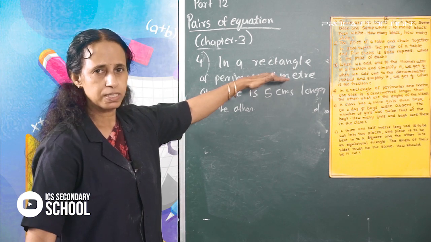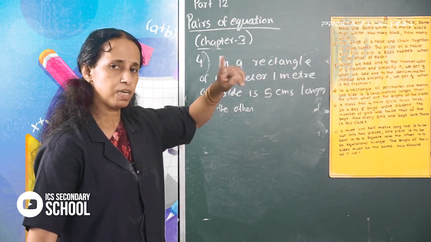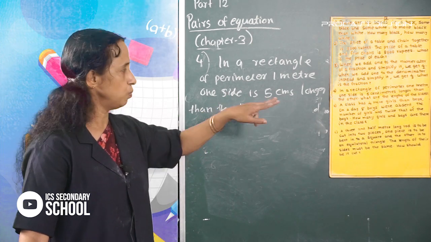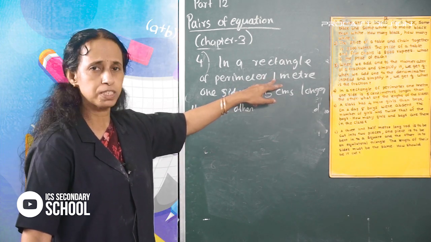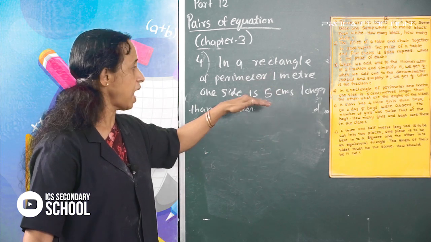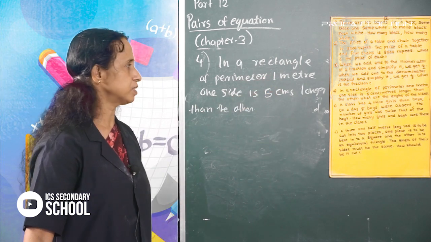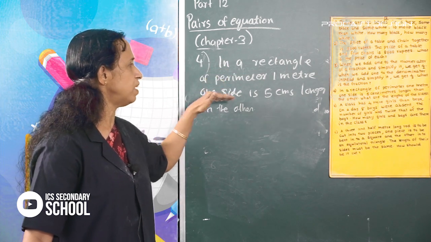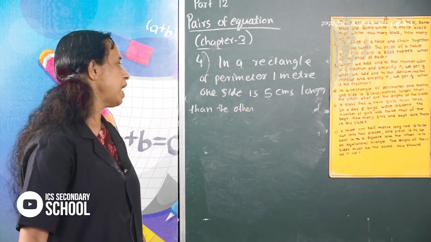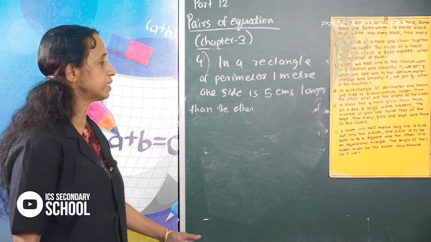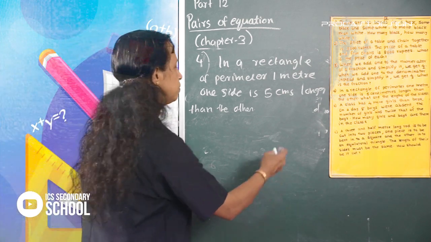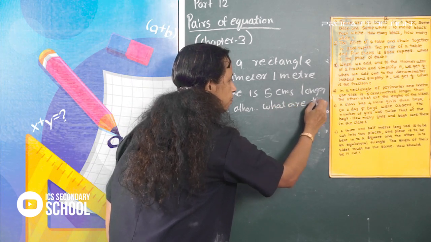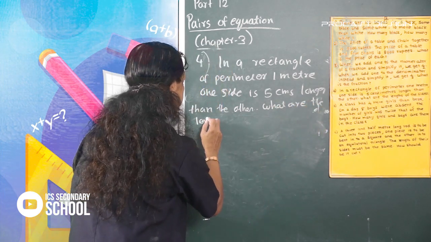The unit of perimeter is meter and the unit of one side is centimeter. Look here, perimeter in meter and side in centimeters. In a rectangle of perimeter 1 meter where one side is 5 centimeters longer than the other, what are the lengths of the sides?